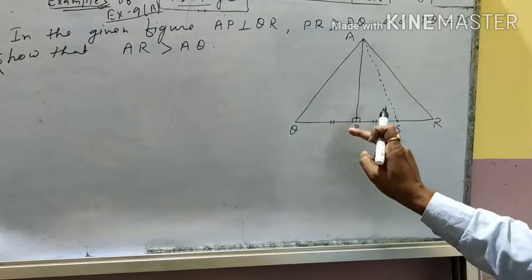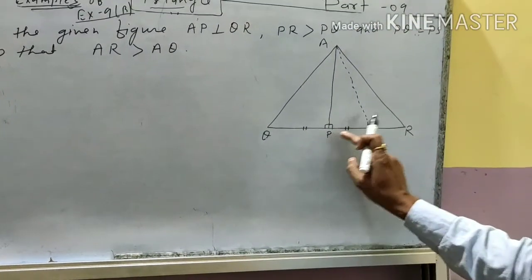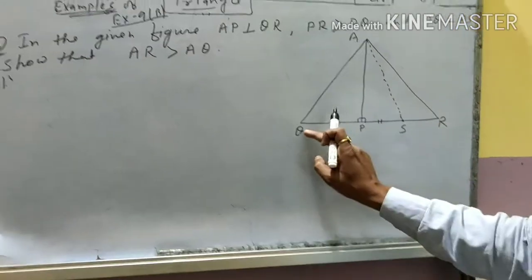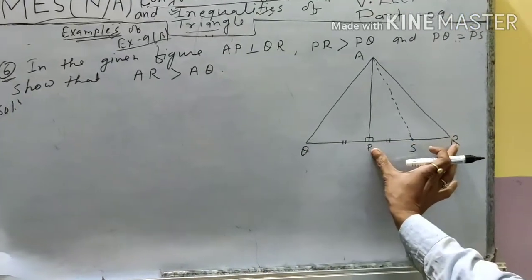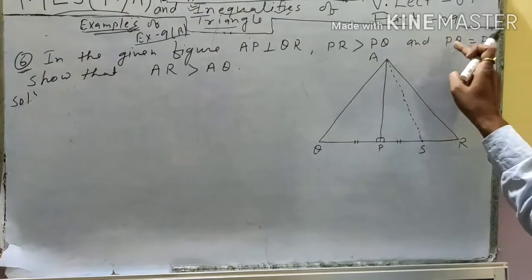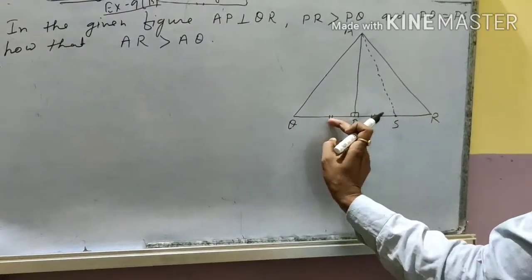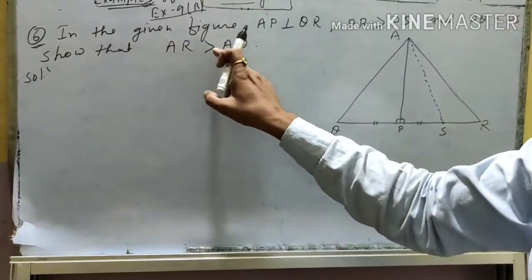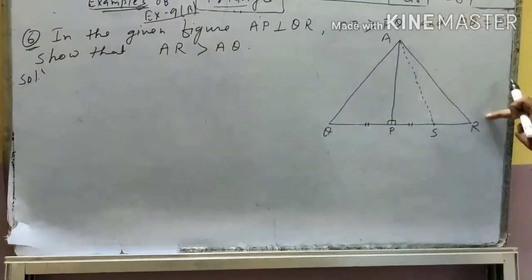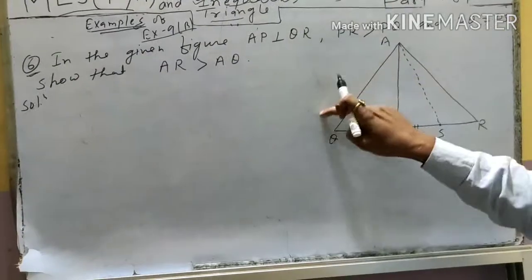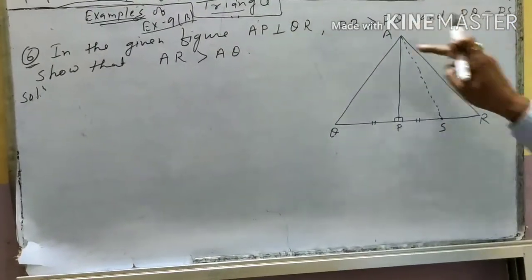That means PR is greater than PQ. This side is longer than this side. Okay. And PQ is equal to PS. That means this side is equal to this side. They are given. So that AR is greater than AQ. That means this side is longer than this side. AR is greater than AQ.